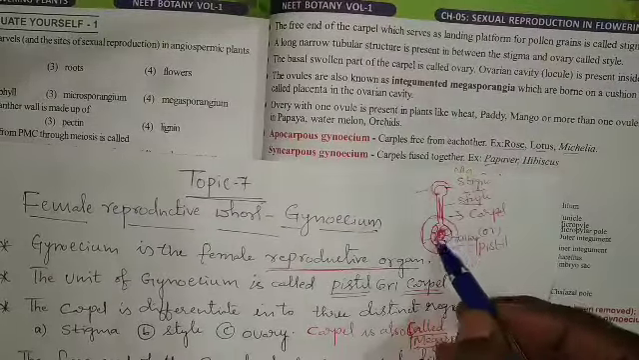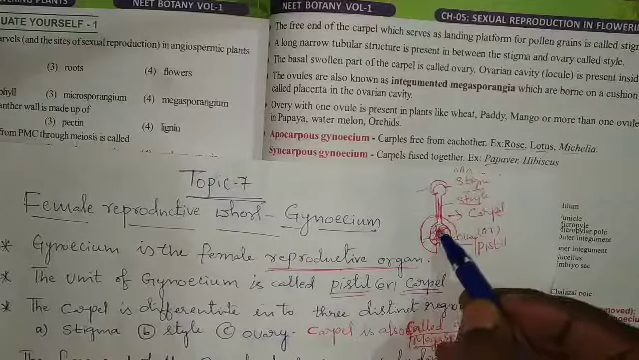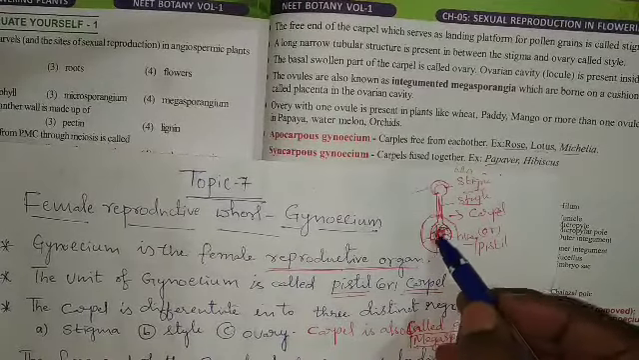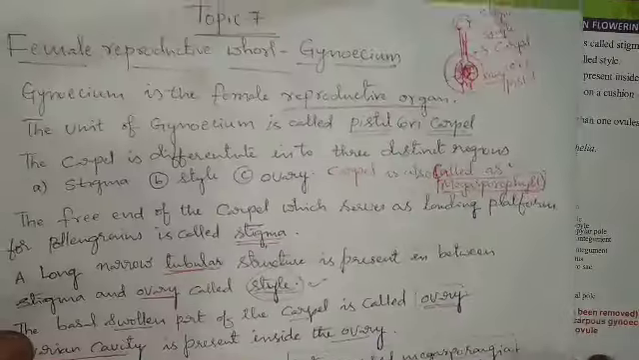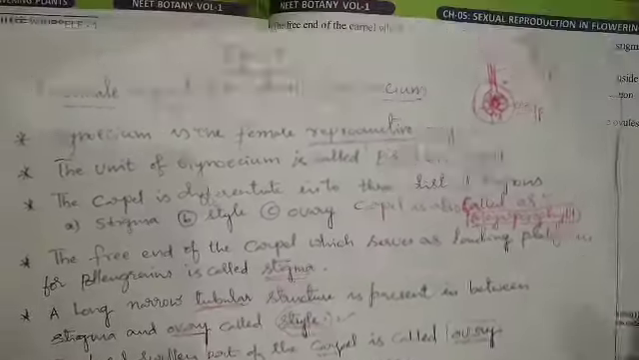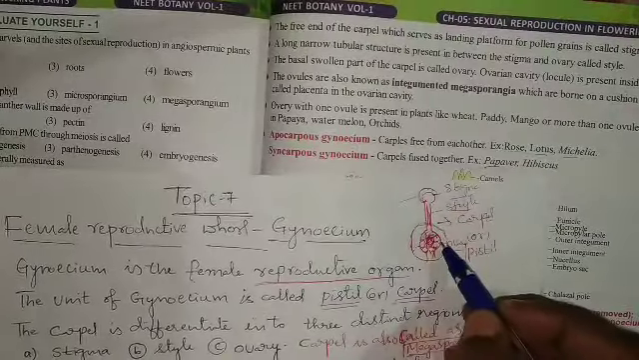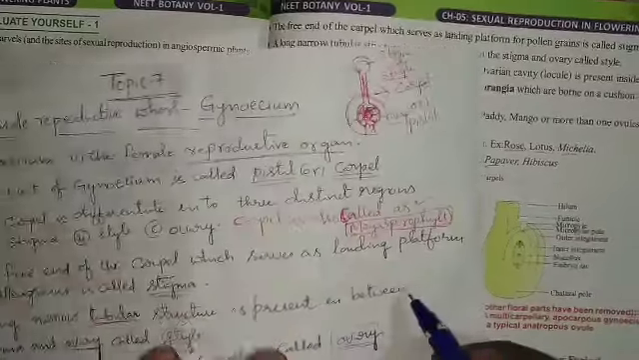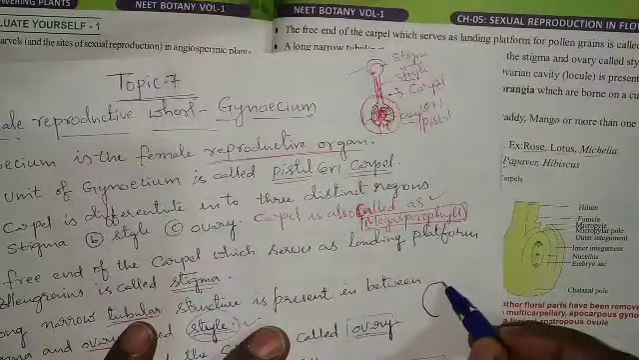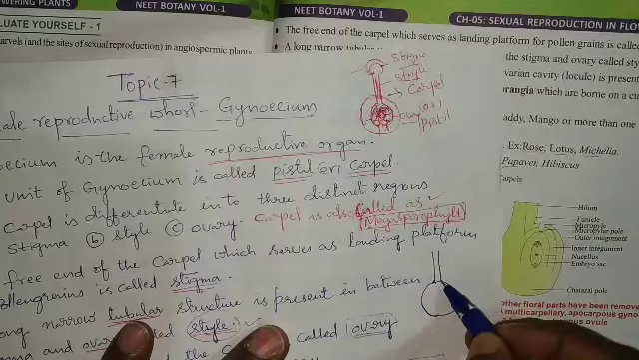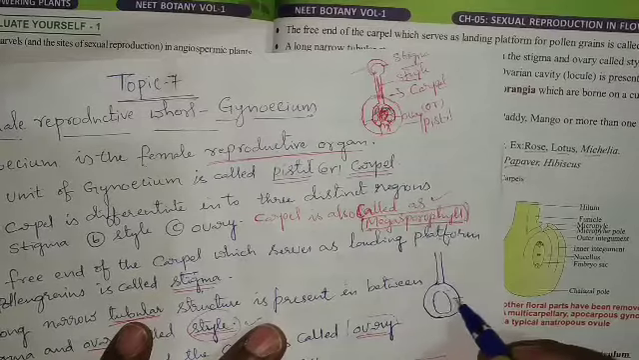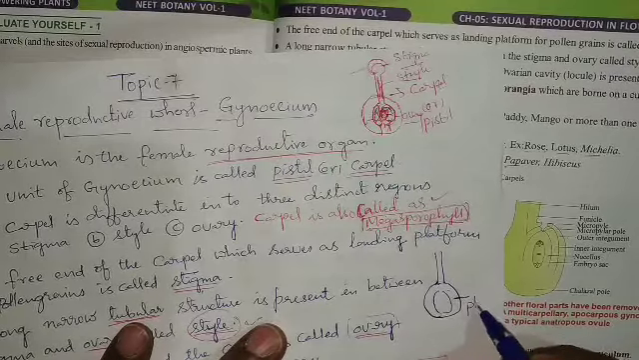So inside the ovary, what is present? Inside the ovary, the ovarian cavity is present. In the ovarian cavity, a cushion-like structure is present. This is called the placenta.